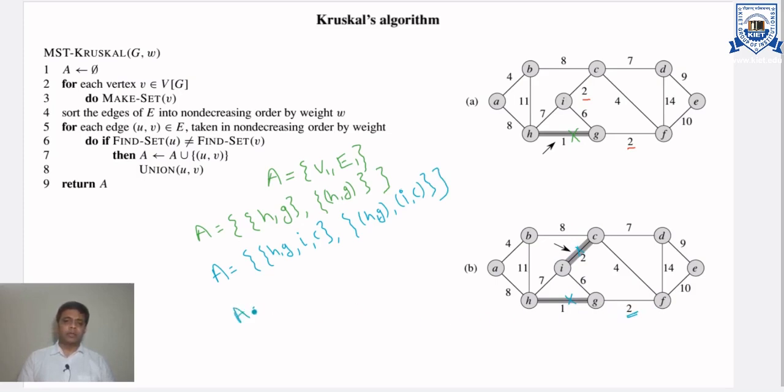So now this becomes HG. Now F is also included, so H, G, F and then I and C. The edges are HG, IC, and this one, GF.